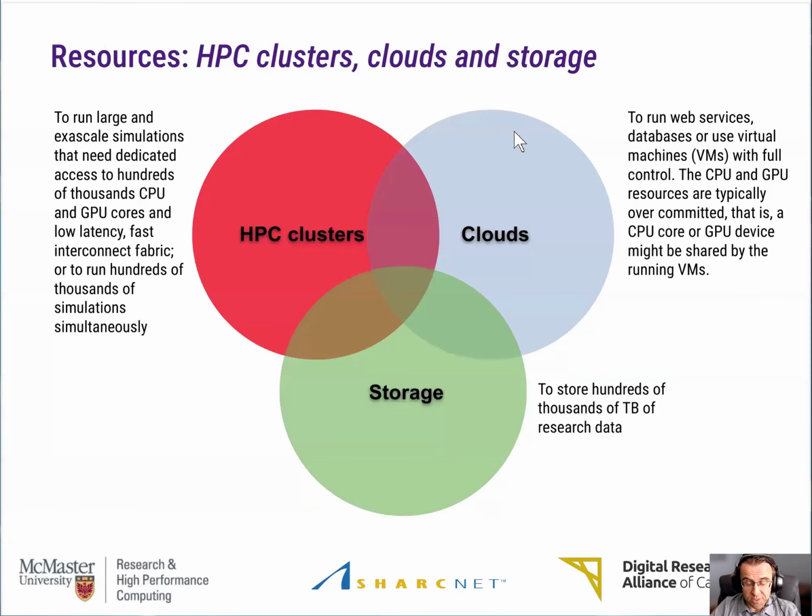So what kind of resources does the Alliance provide to researchers? You can put them into three large categories. One is the HPC clusters. We have 5 national systems, which are clusters. Each cluster consists of thousands of individual computers. We call them nodes. And each node these days has lots of resources, lots of CPU cores.